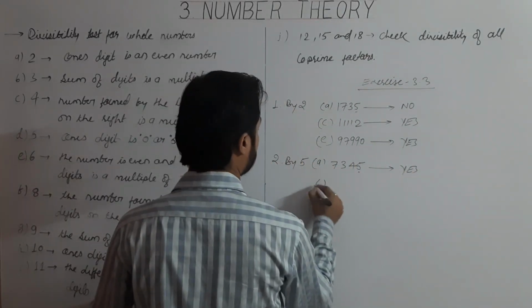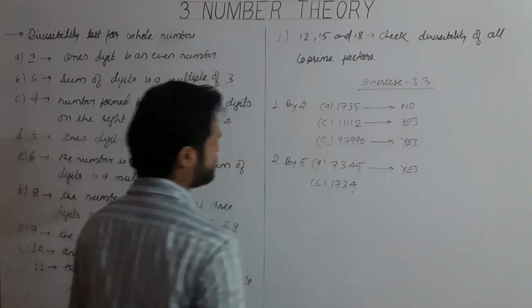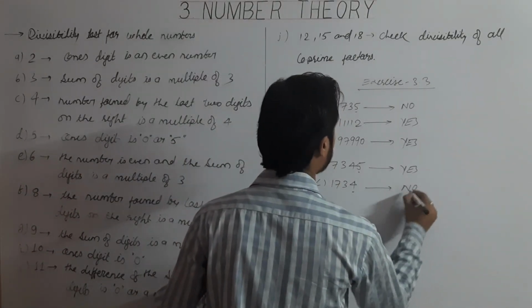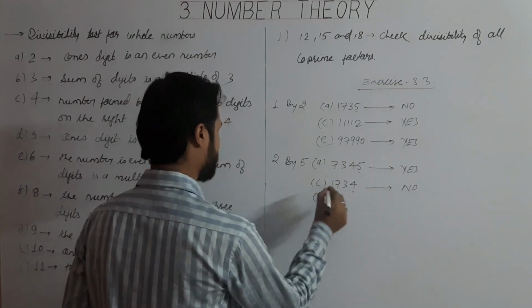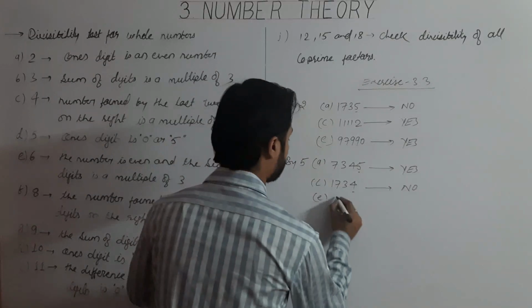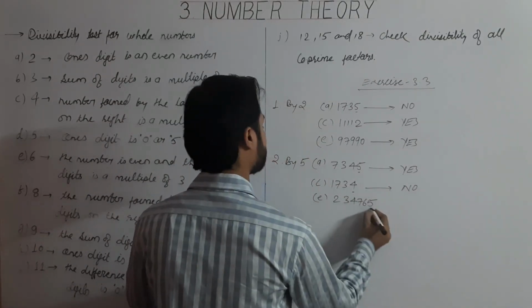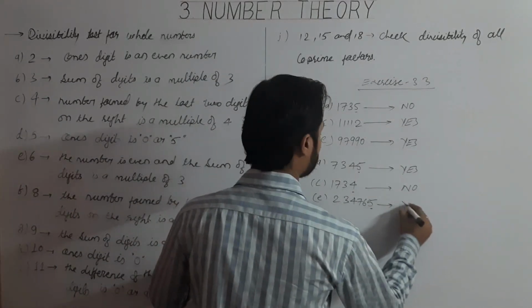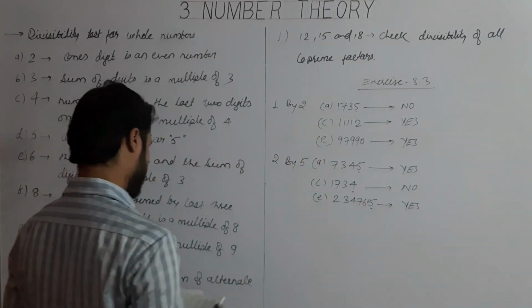Then part C, the number is 1734. Again, the last digit is 4. 4 is not divisible by 5. So the answer is no. This number is not divisible by 5. Next, part D, the given number is 234765. The last digit is 5. So the given number is divisible by 5. Answer is yes.